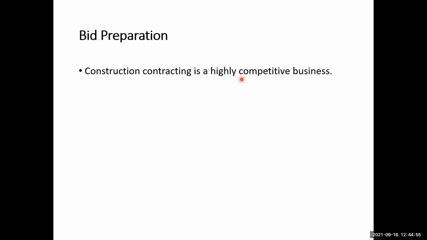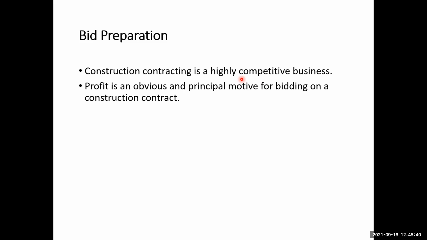So for a construction project, there may be several construction companies who would like to take that project. For example, if the government wants to build a highway connecting two cities, for constructing that highway, the government will advertise its intention that they want qualified contractors to bid for that construction project.